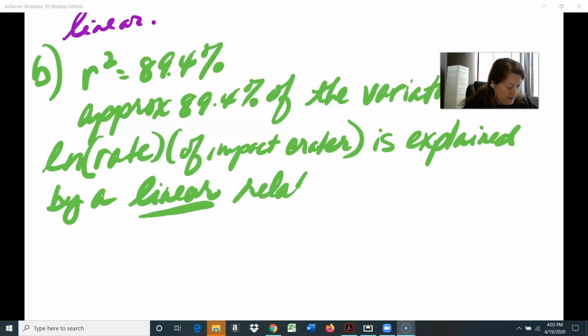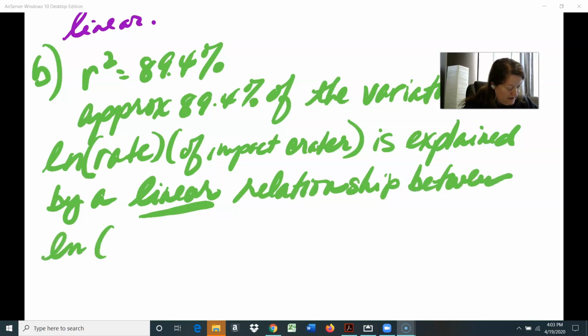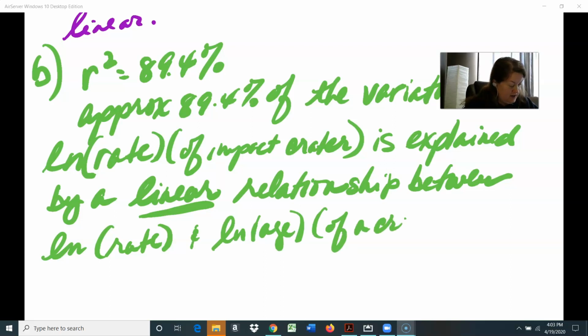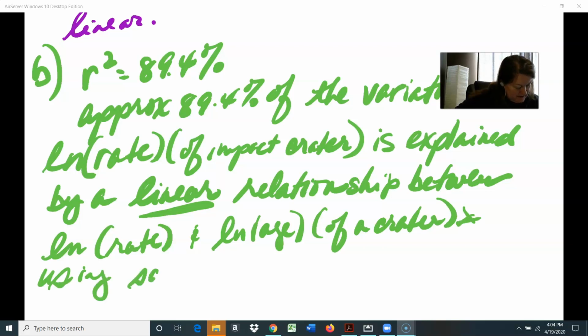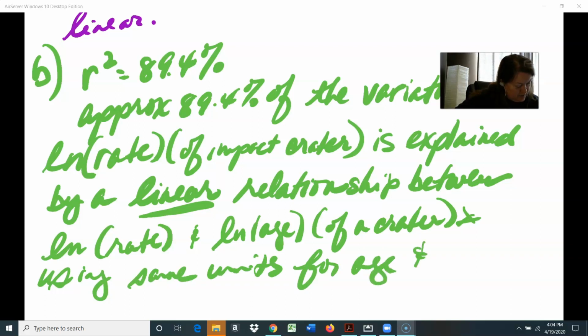So remember, it became linear when they brought in the ln, so we get to still say it's a linear relationship between ln rate and ln age, which remember was the age of a crater. And I could put in the units again here that I did on the same spot. Okay, so I could even say using same units for age and rate in part A, if I don't want to keep rewriting it.